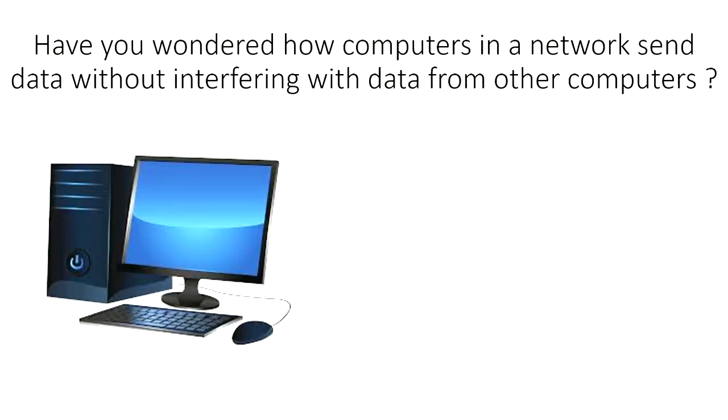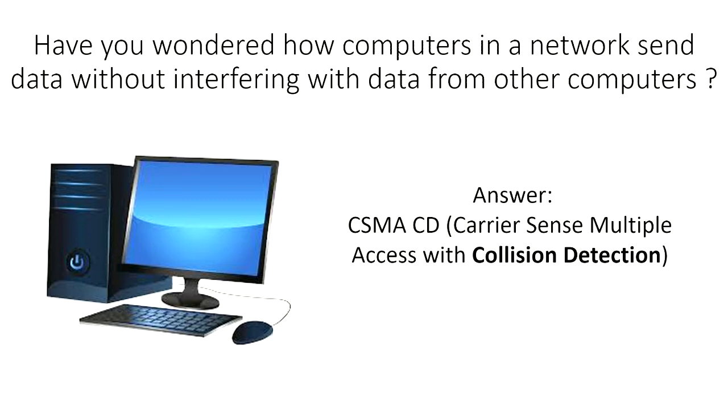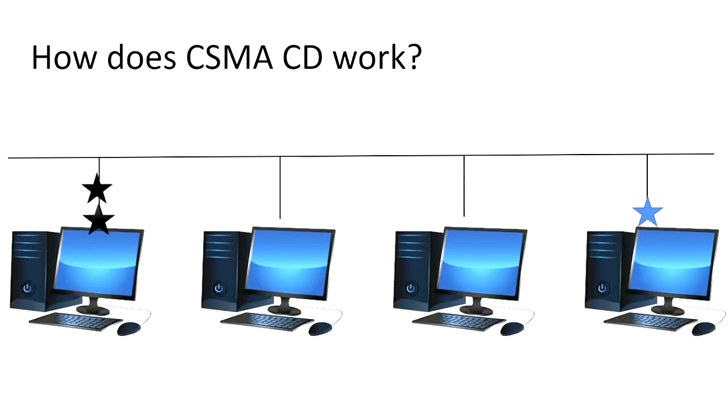So coming back to our question, have you wondered how computers in a network can do this without having any collisions? The answer is pretty simple, and it's what we're going to be talking about today, which is carrier sense multiple access with collision detection. So we do have CSMA and then we have CSMA CD, and we're going to be talking about how collision detection makes CSMA better. So how does it work?